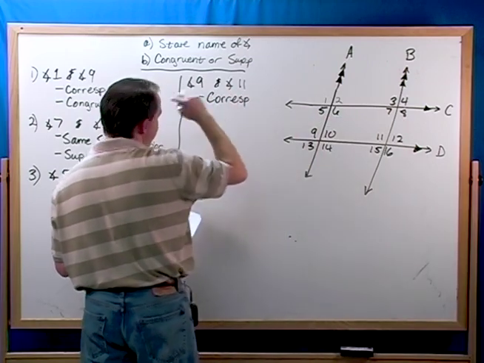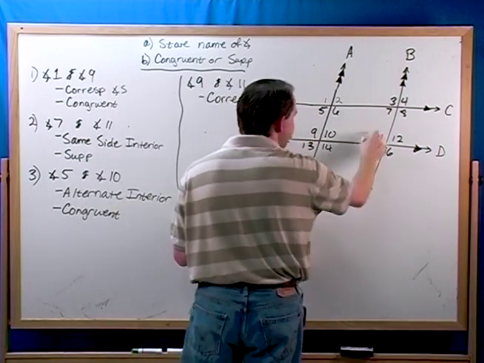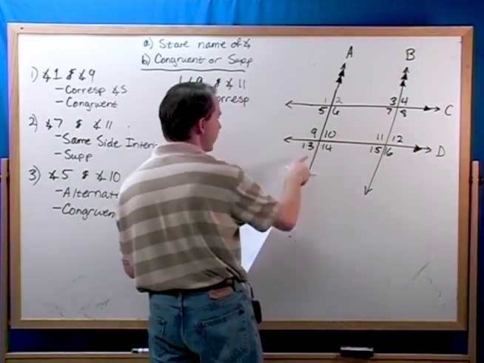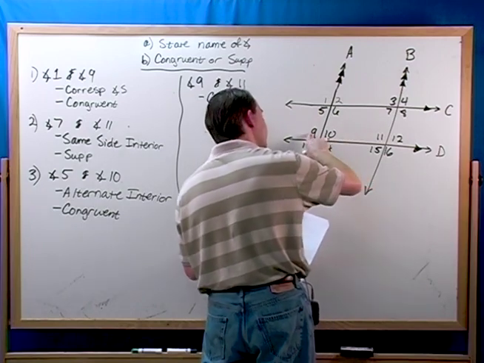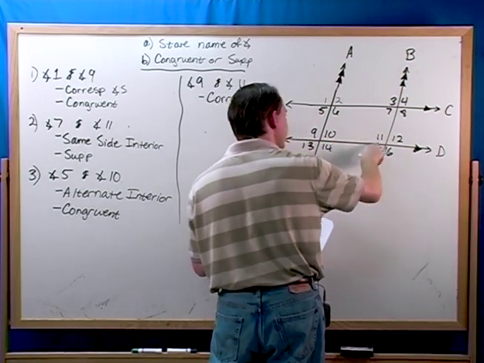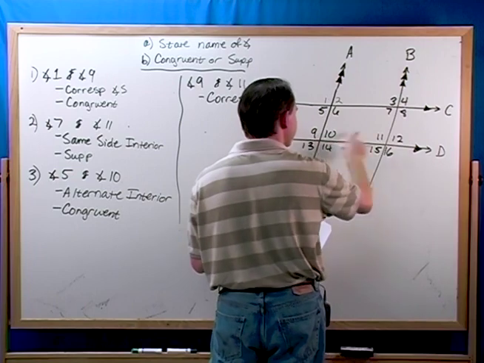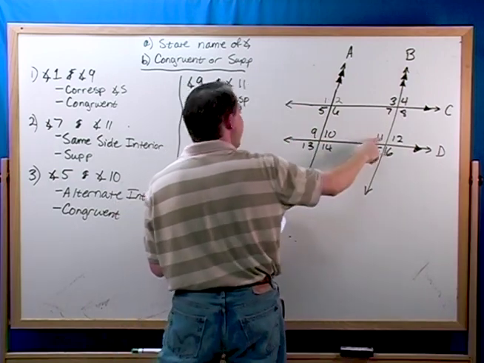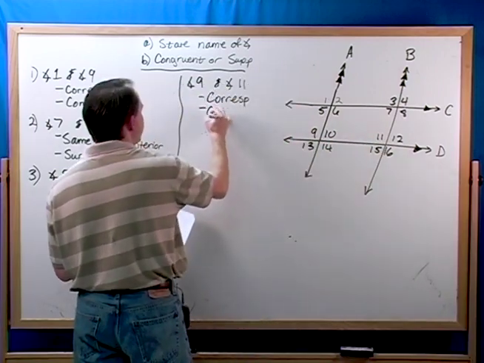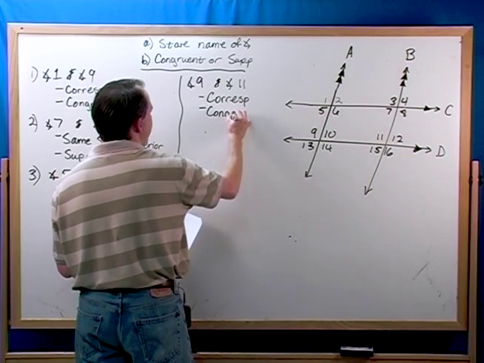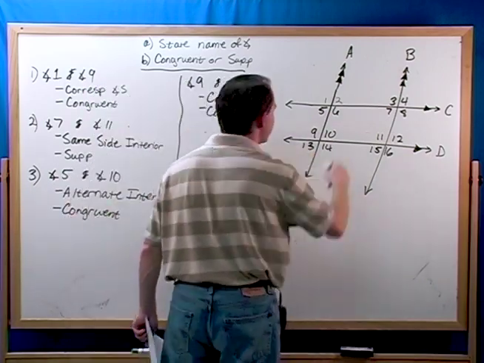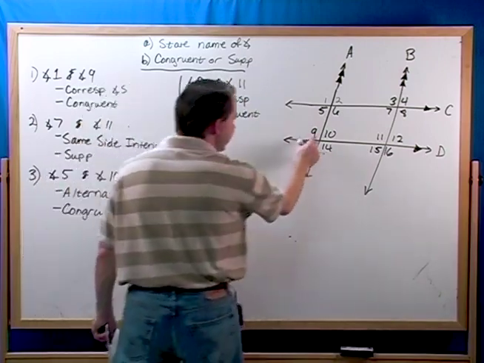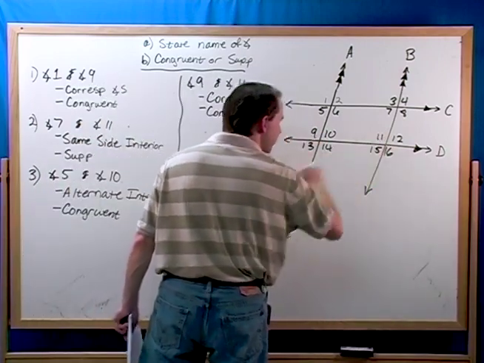Because all that corresponding angles mean is that they're in the same place in both kind of sections of the drawing here. So if you look kind of to the side, this is on top here and off to the right of this transversal, and this is on top and off to the right of the transversal. So they're in the same place, and corresponding angles are always congruent. That's just a fact. And you can kind of see that. This angle looks about the same as that one.